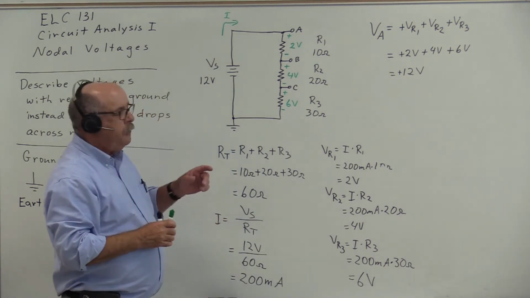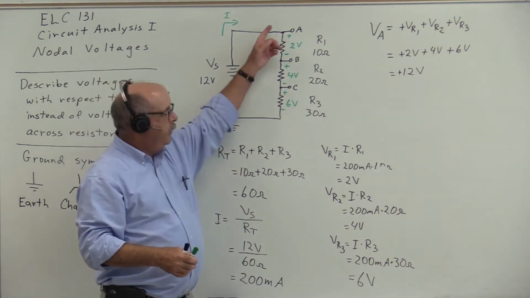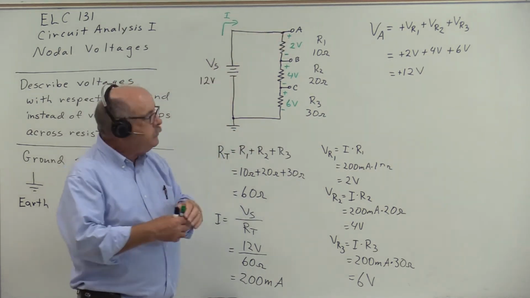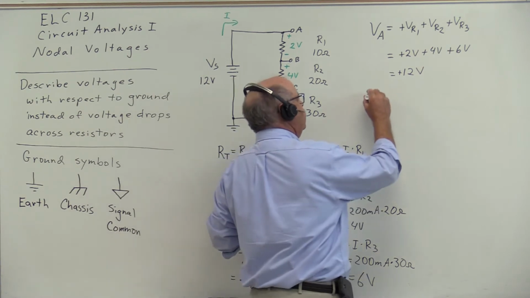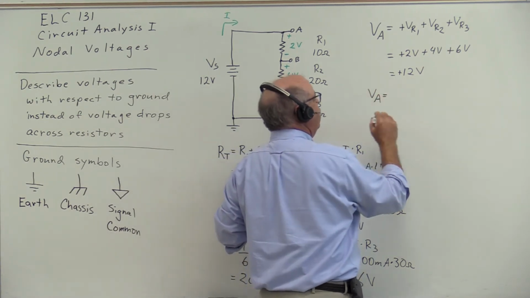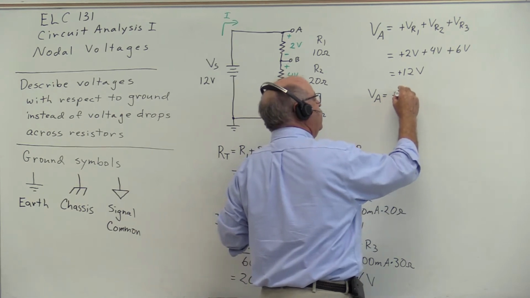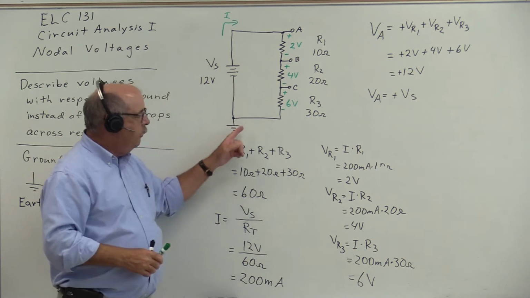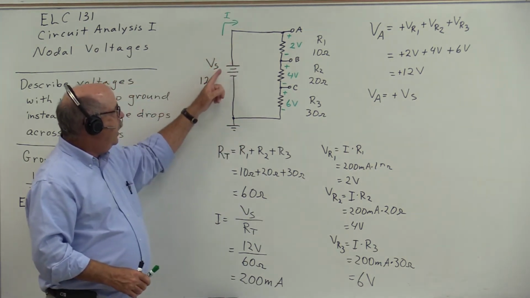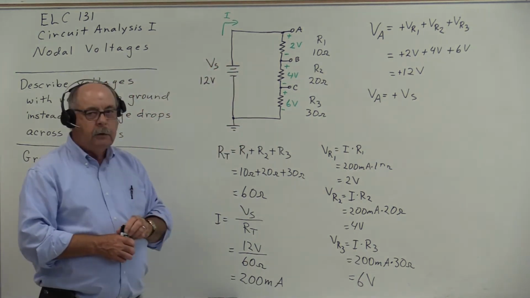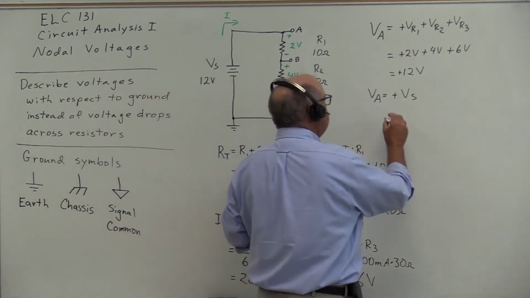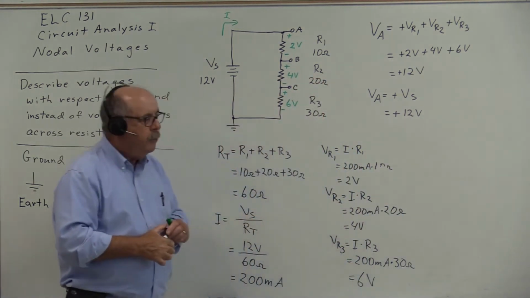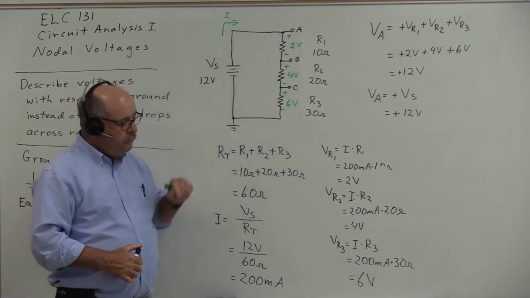Now, I'm sure some of you are thinking, well, why did we go this direction to get to ground? Couldn't we have gone in this direction? And the answer is yes. I could have just as easily said that the voltage at point A equals positive Vs, because from A to ground, I've got a positive to negative difference across Vs. So it doesn't matter how I get from A to ground, the voltage difference is the same.